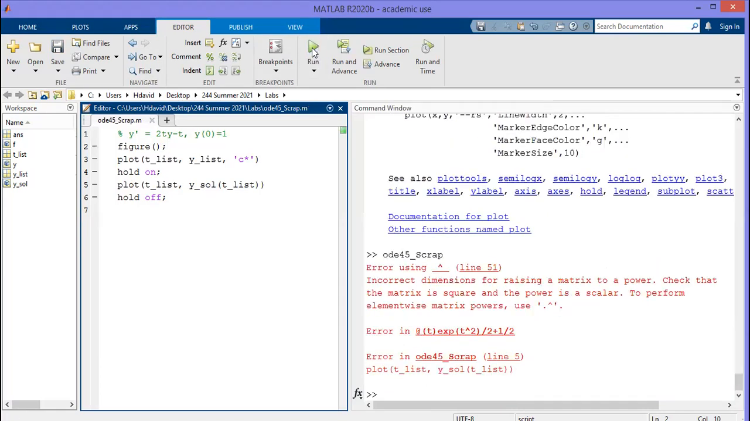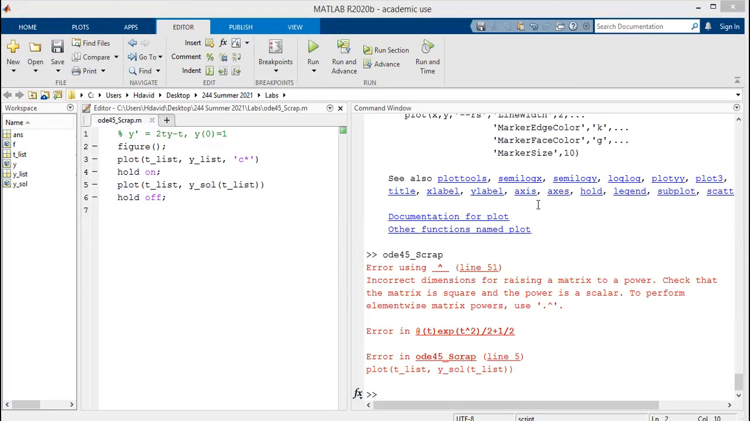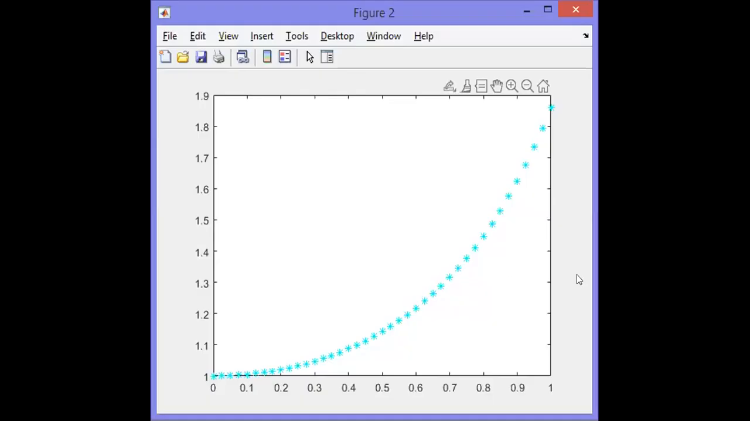Is there an error? There is an error. So let me show you what it plotted. It plotted this, and these are actually the solutions that we got from ODE45. So I don't see the actual solution. So we're going to have to go back and see what happened.